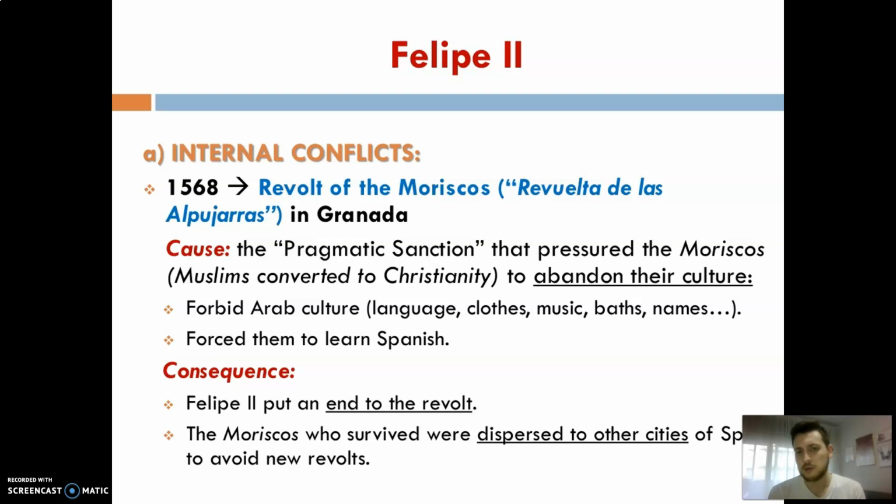Well, the thing here was that these Moriscos were Muslims who were forced to be Christians. Okay, but they didn't abandon their culture. They were still speaking Arabic, still dressing as Arabs or having Arab names. So they were forced to leave all this tradition. As a consequence, evidently there was a revolt. Philip II put an end to the revolt, and they were forced to disperse to other cities in Spain, especially Valencia or Barcelona. Okay, to avoid new revolts, they were separated from their houses.